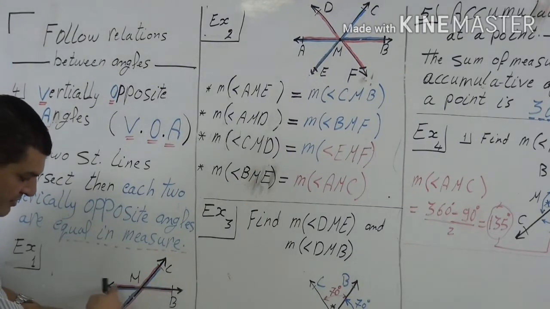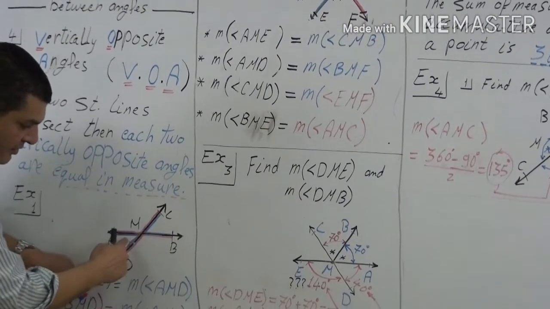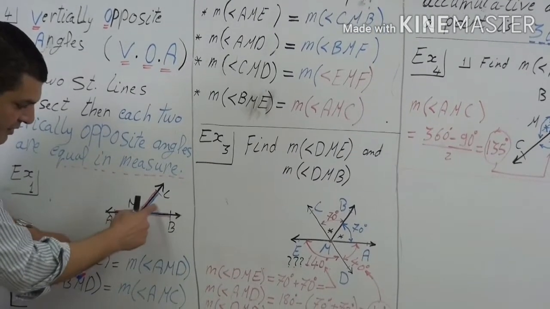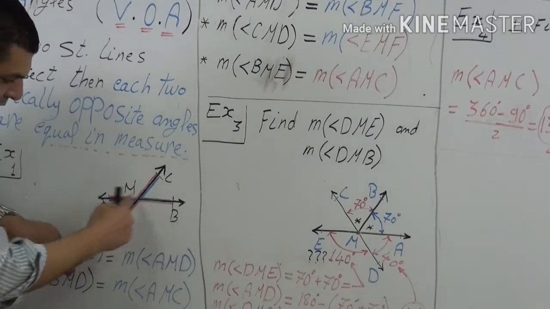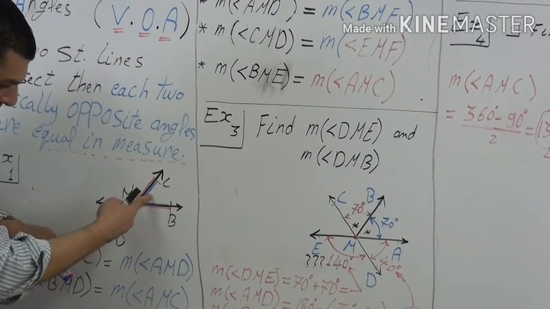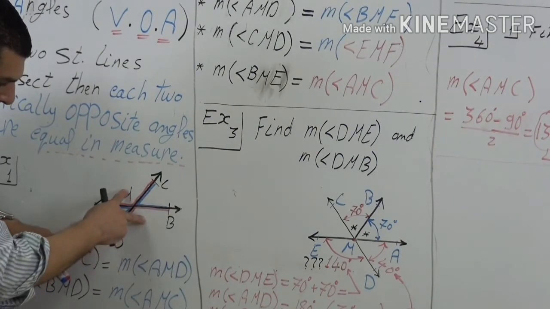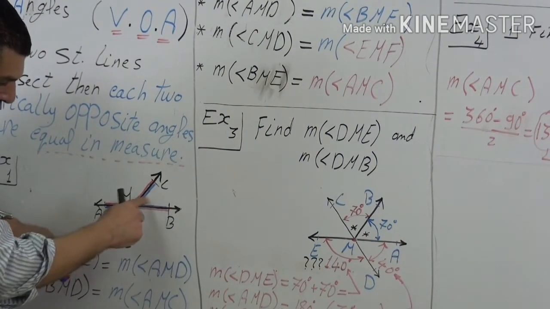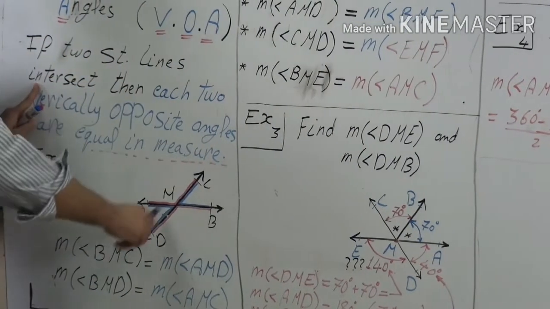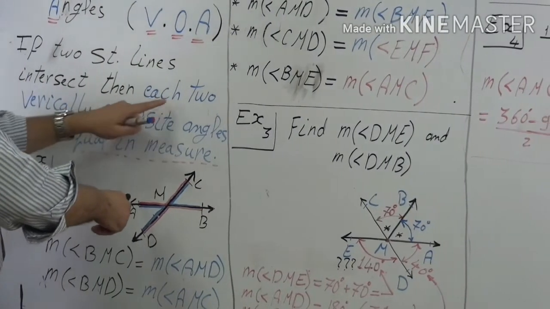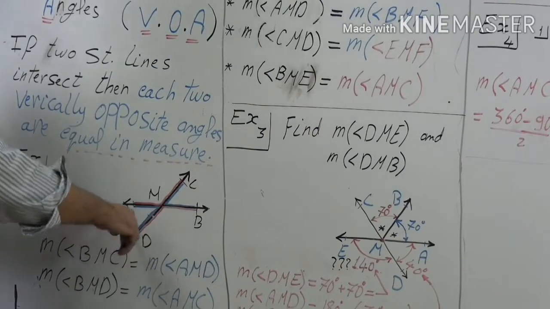If two straight lines intersect, then each two vertically opposite angles, these are the two vertically opposite angles, the blue ones, also the red ones. This one and this one are equal in measure. Also this one and this one are equal in measure, the red ones and the blue ones. If two straight lines intersect, then each two vertically opposite angles are equal in measure.